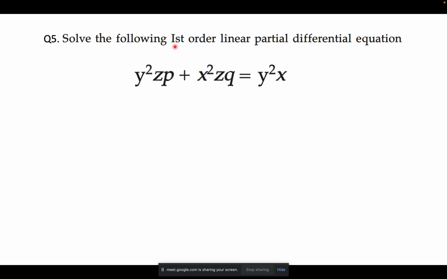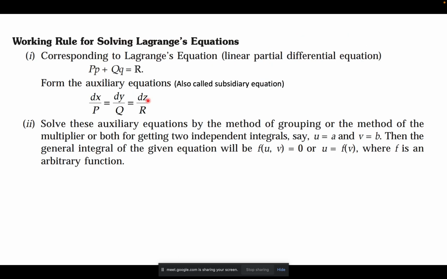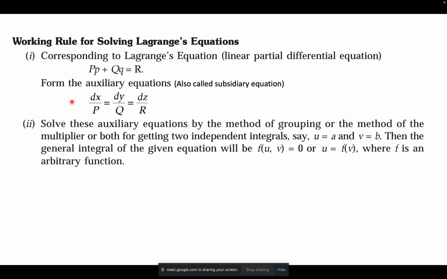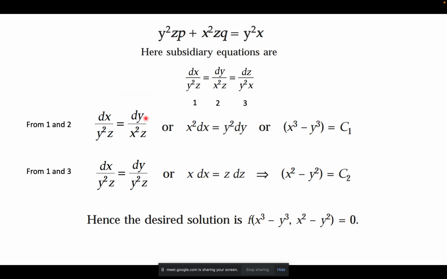This is the fifth question for this week. You are given a first order linear partial differential equation, right? So you have y squared z times p plus x squared z times q is equal to y squared x, right? As I told you, if you compare this equation with Pp plus Qq is equal to R, you can see the value of capital P will be y squared z. You need to write it as dx by P is equal to dy by Q is equal to dz by R.